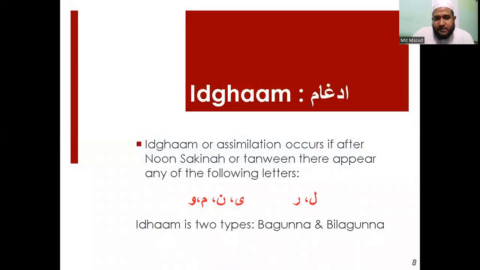The third type is Idgham. Idgham, or assimilation, occurs if after Noon Sakin or Tanween, there appear any of the following letters. So there are six letters. If any of these letters comes after Noon Sakin or Tanween, we apply the rule of Idgham here. And we should know that Idgham is of two types, Idgham Bi-Ghunna and Idgham Bila-Ghunna.